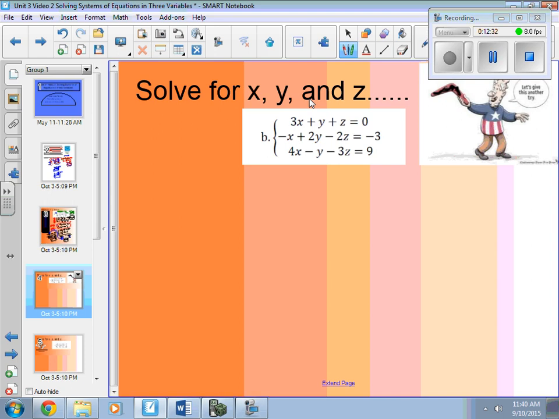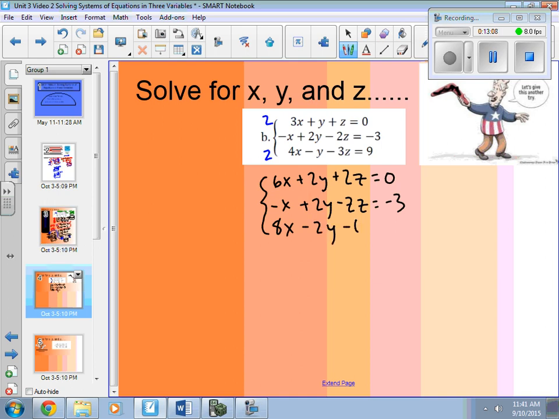So let's multiply the first equation and the bottom equation by 2. That makes them all 2. And we don't need to add in a negative. You could if you wanted, but we should have one equation here, the bottom one, that ends up being negative 2, and the top 2 being positive 2. So if we multiply those out, we get 6x plus 2y plus 2z. 0 times anything, still 0. The middle one we're leaving alone. And the bottom one we're going to multiply by 2, we get 8x minus 2y minus 6z equals 18.